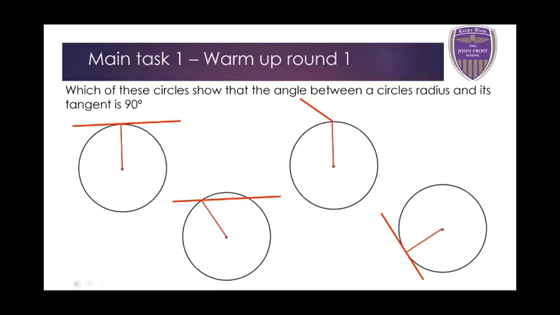So looking at these diagrams, have a think which of these circles we can use the rule that angles between a tangent and a radius are 90 degrees. Okay, so pause the video, have a think which of these circles can we apply this rule to.